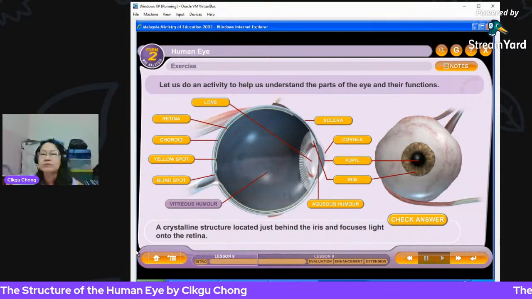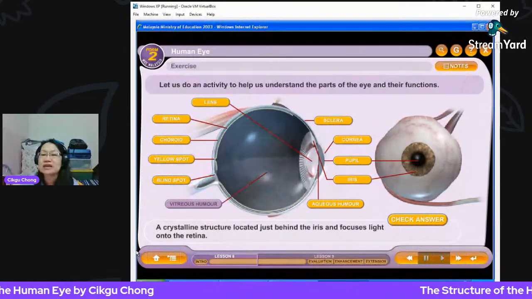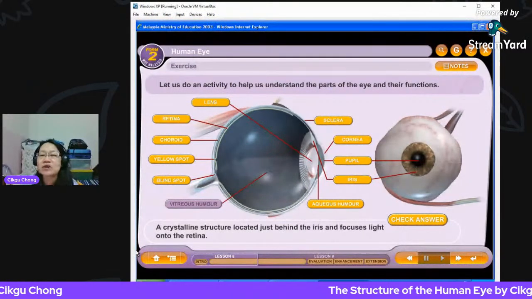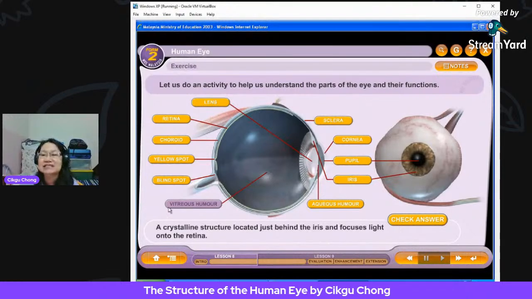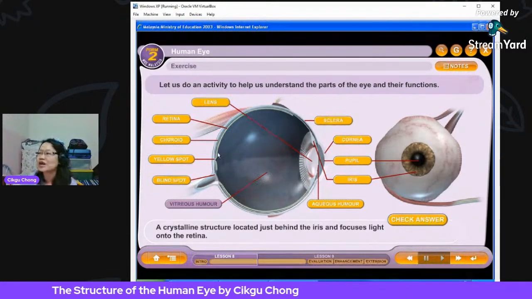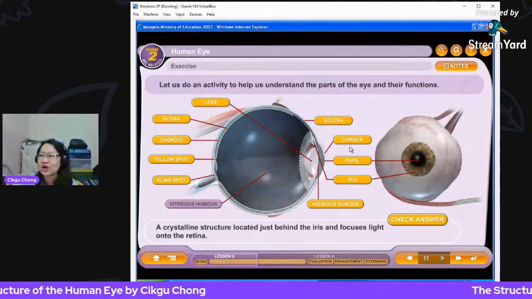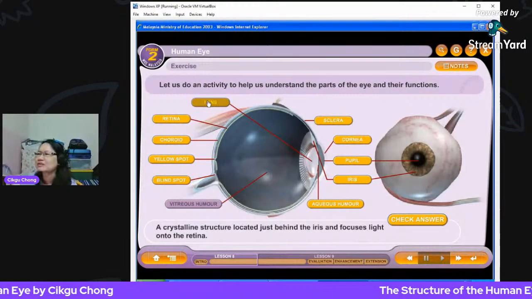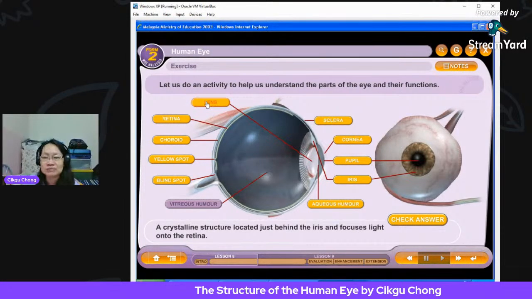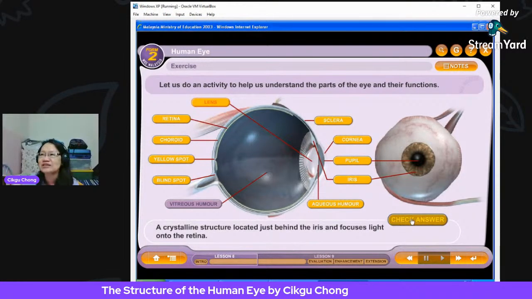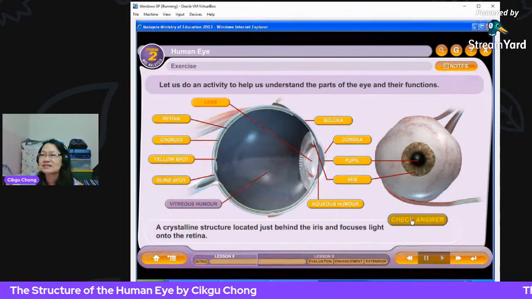Okay, so this one, the second one, eye lens. Someone says cornea, someone says eye lens. Okay, three of you say eye lens, so I pick the eye lens answer. Someone says cornea. Okay, never mind. Let me choose eye lens. See, correct or not? Okay, let me choose where's eye lens. If it's not eye lens, it must be cornea. Okay, check answer. Correct. It's eye lens.